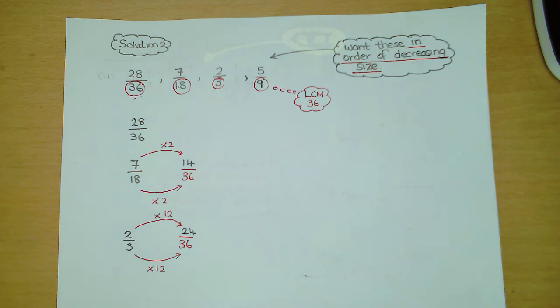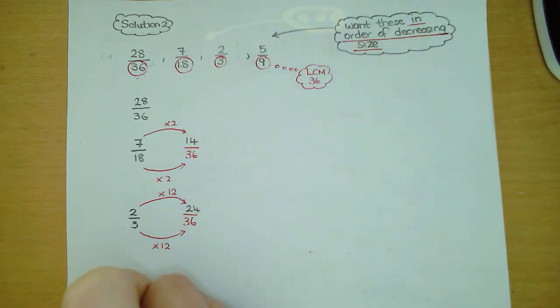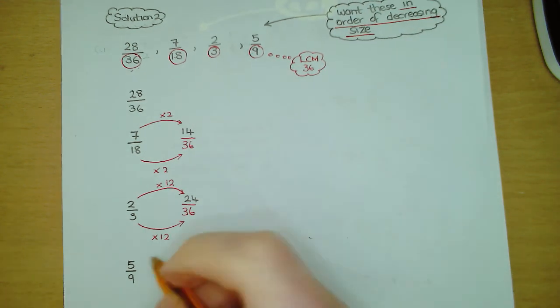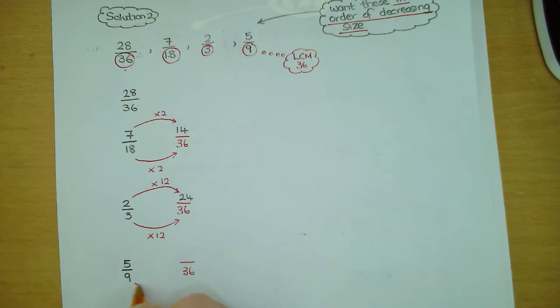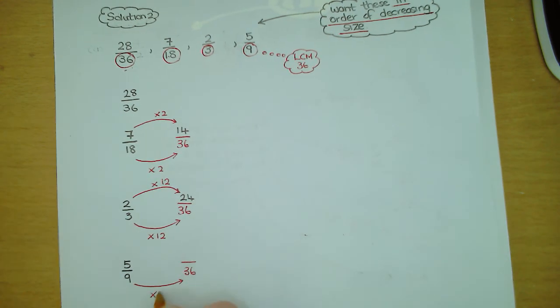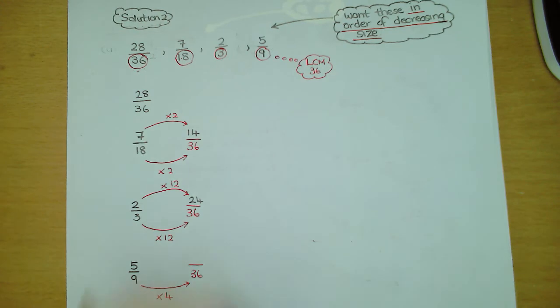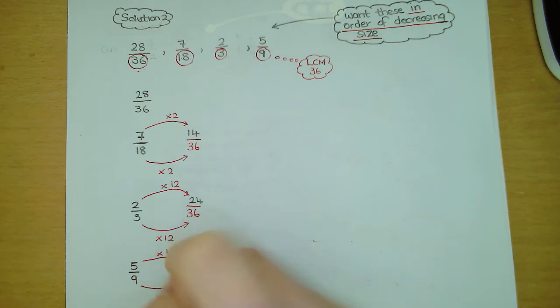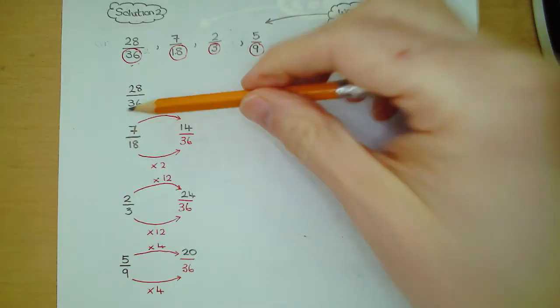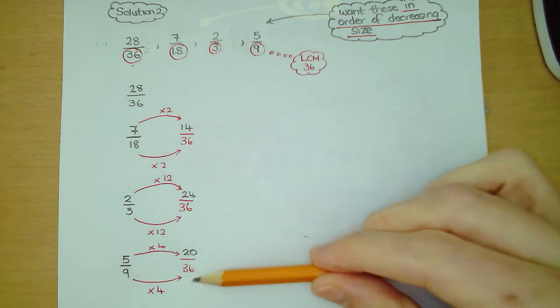Then finally, let's do the same with 5/9. Turn it into an equivalent fraction with a denominator of 36. So we're going to have to multiply 9 by 4. And then we're going to do exactly the same thing with the numerator. We're going to multiply it by 4. So 5 multiplied by 4 is going to give us 20 over 36. So now all of the fractions have denominators of 36.